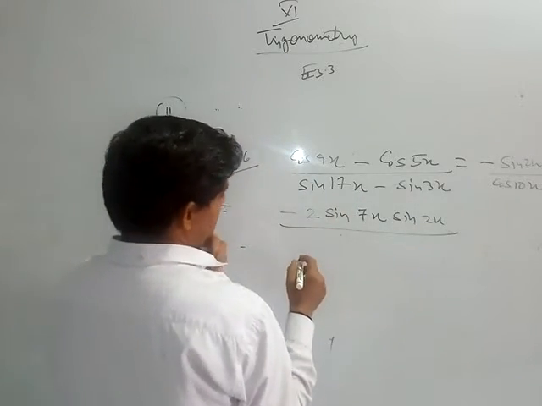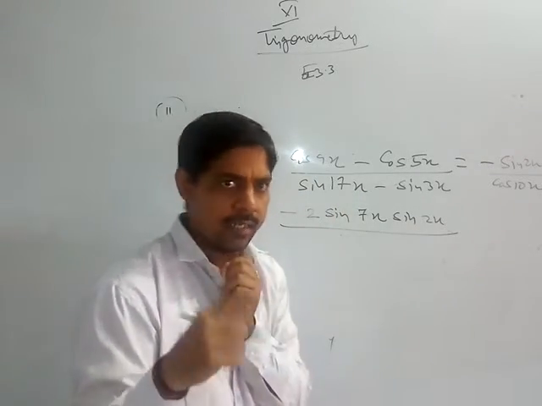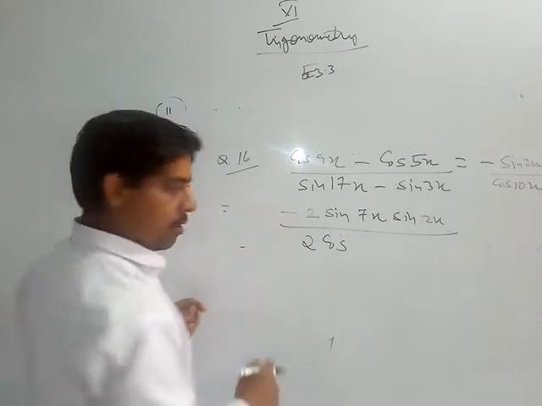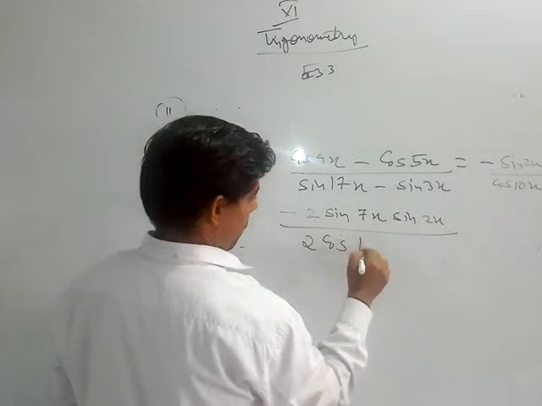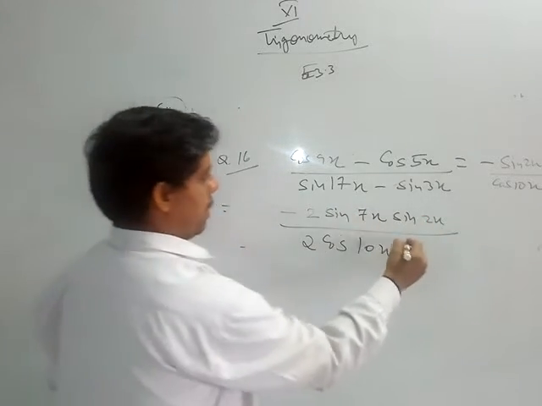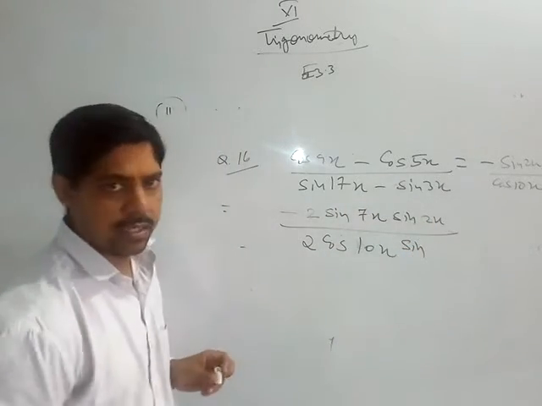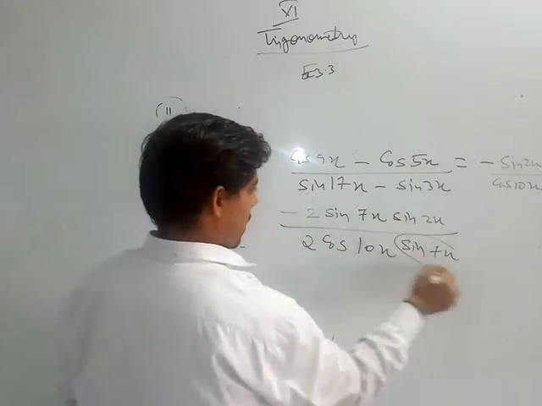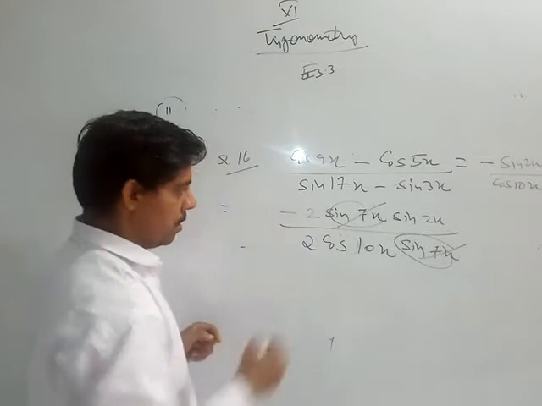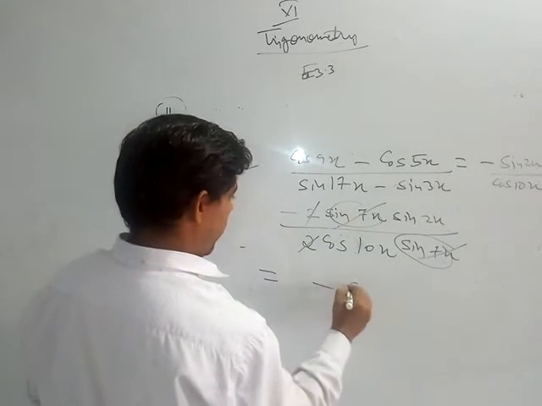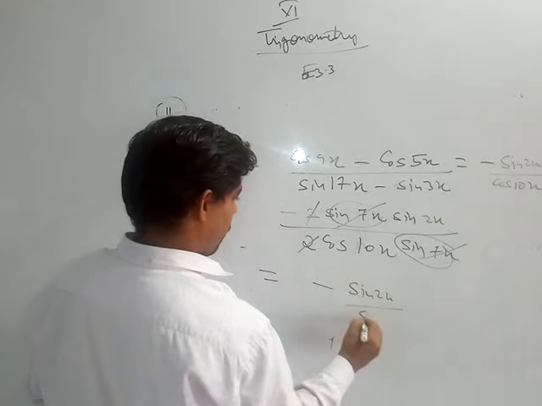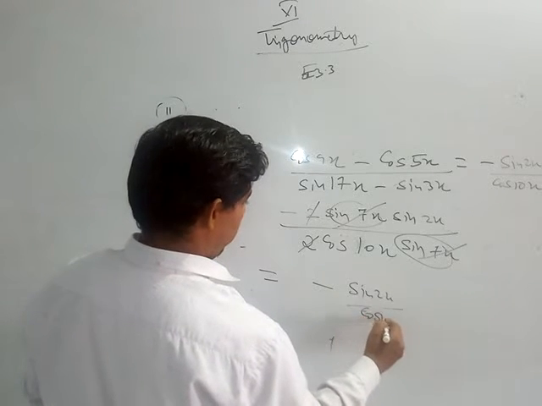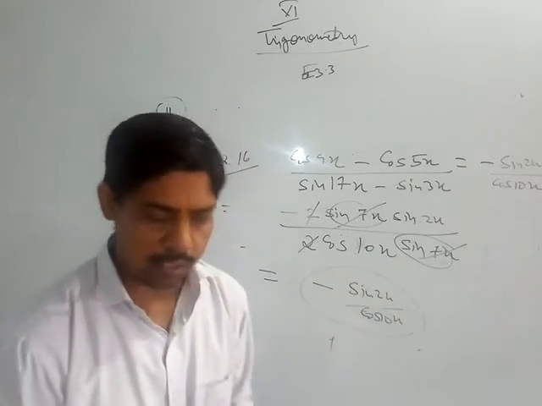Then sin C minus sin D, that is 2 cos of (17 plus 3) by 2: 20 divided by 2 is 10x, and then sin of (17 minus 3) by 2: 14 divided by 2 is 7x. Now look, sin 7x and sin 7x get cancelled, 2 and 2 get cancelled. So we are getting minus sin 2x upon cos 10x. That is the answer for this question.